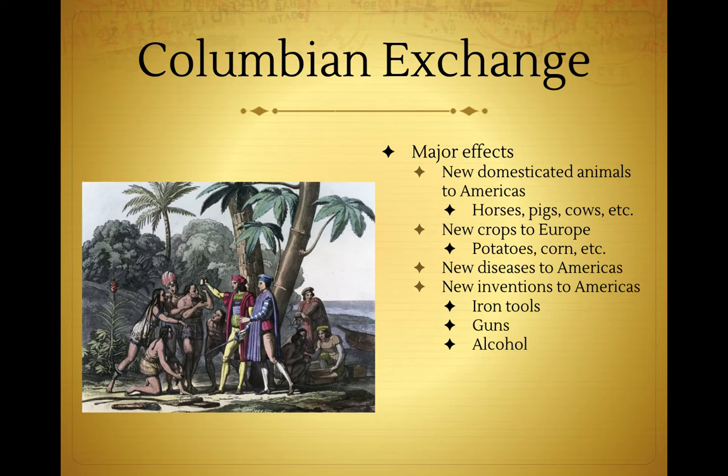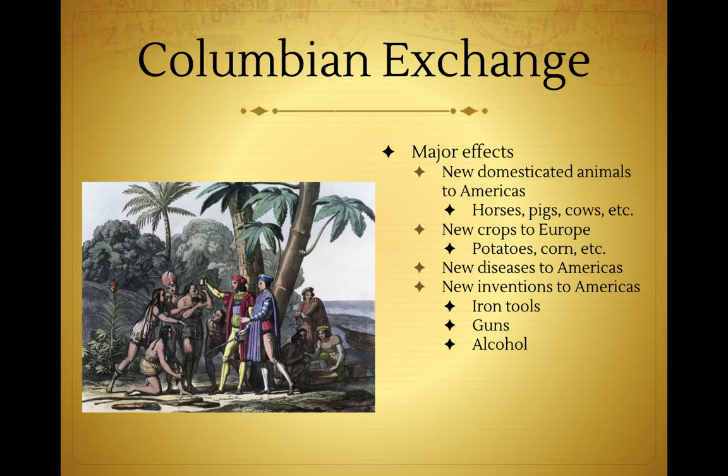Europeans are going to get those new crops, which I already talked a lot about with the potato. The Americas are going to get new diseases, which is going to cause havoc. They're also going to get a lot of great inventions, which I didn't bring up. So all these ideas like iron tools, guns, alcohol, all that stuff can do a lot of good. Now, alcohol is actually not going to do a lot of good.